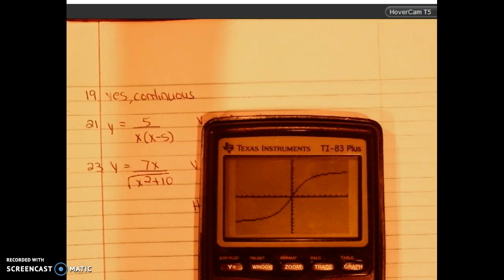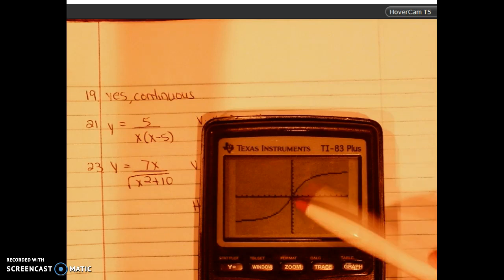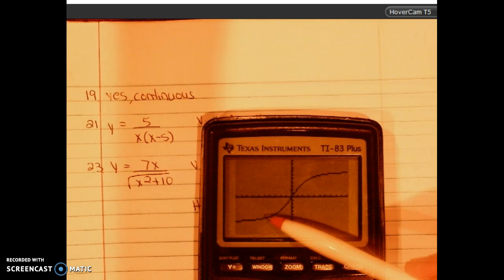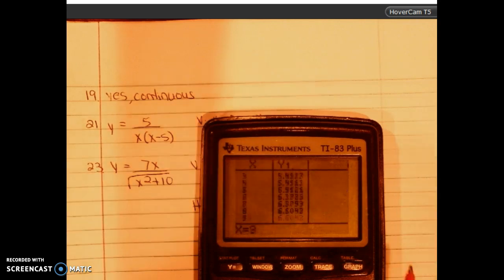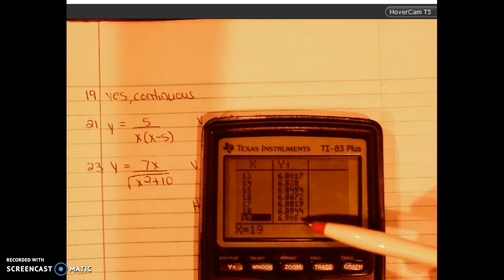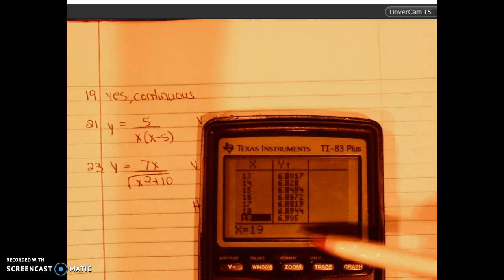Okay, on 23 for my graph, I can see there's no vertical asymptotes. It does look like there's some possible horizontal. Notice it tapers off here and here. Kind of tough to see. I'm going to go into that table and let's go see what happens as our x's get larger and larger. Notice they're getting larger, but they're definitely tapering off. It looks as though it's possibly a 7. I believe it's a -7 in the other direction.